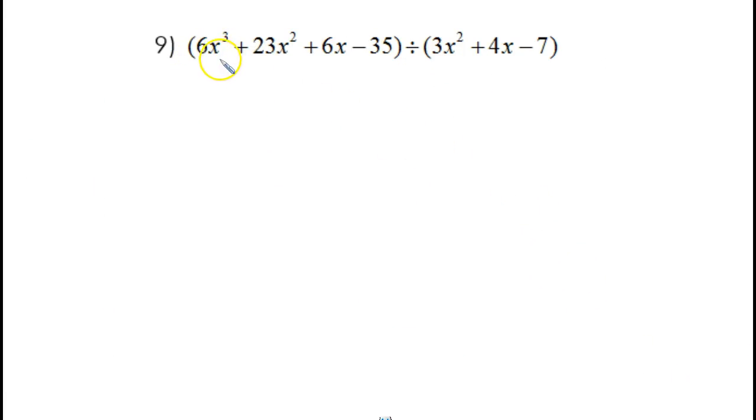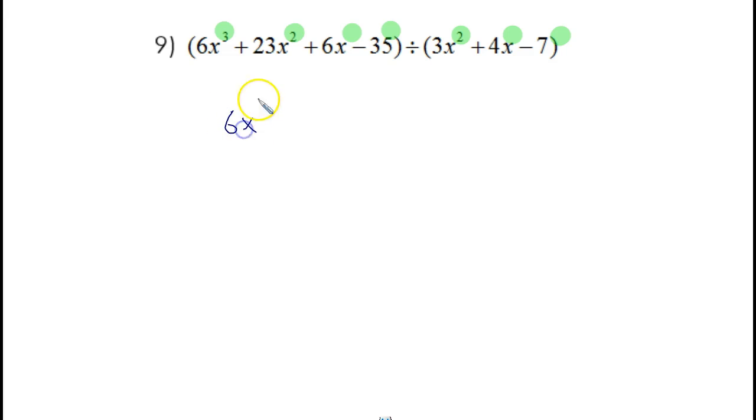Number 9 is a little different because we are dividing by a trinomial instead of a binomial, but the process is going to be exactly the same. Okay, so I start with my countdown. That's the important first step now that I have to remember. 3, 2, 1, 0. That one's good. 2, 1, 0. Both of them have all of the terms, so I don't need any placeholders, and I just set up my division problem.